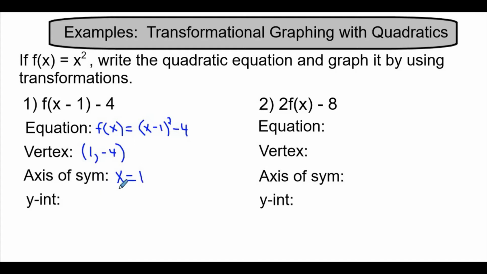You must have the x equals for it to get full credit on an assessment. The reason is, if you just write down 1, does that mean x-intercept, y-intercept, vertex? What is that? So you have to label it, that way I know what it is.